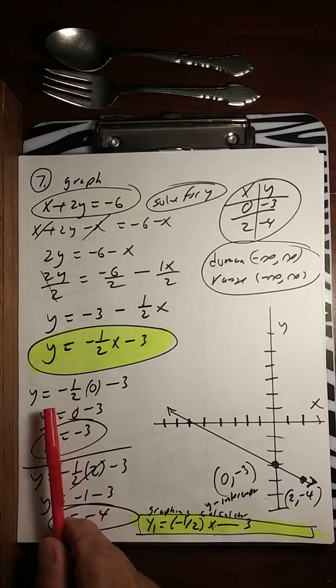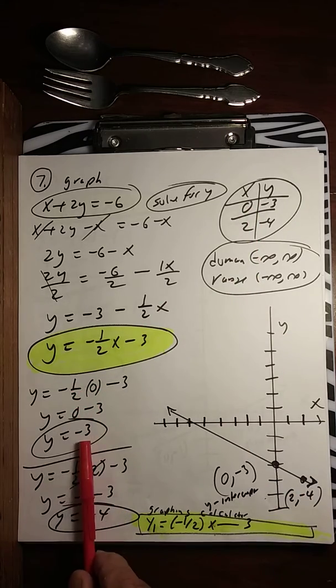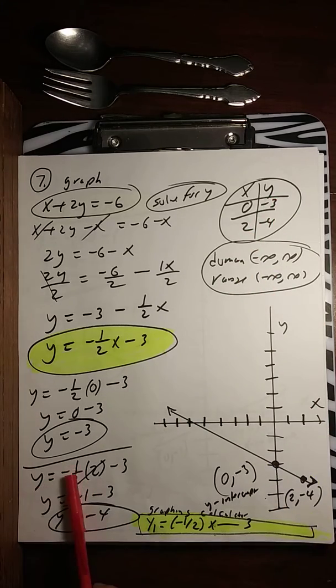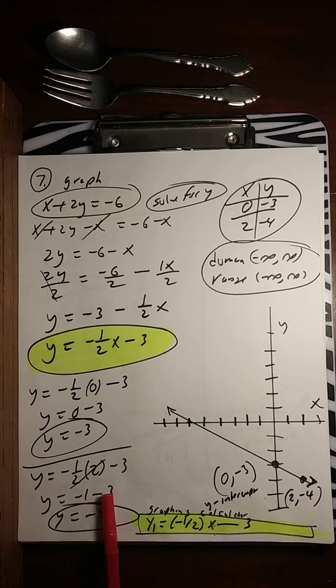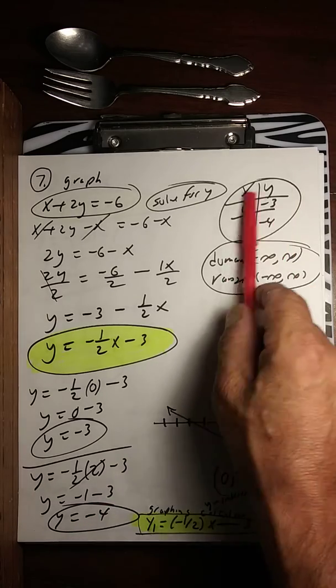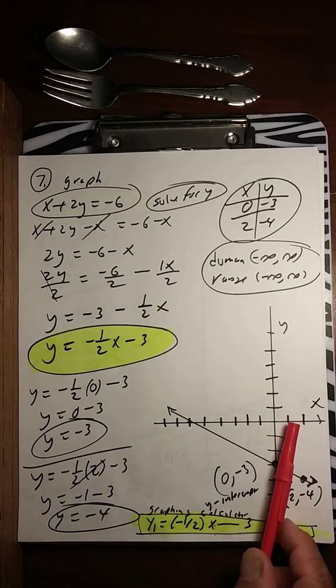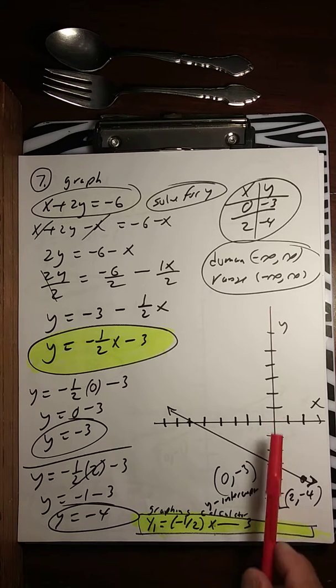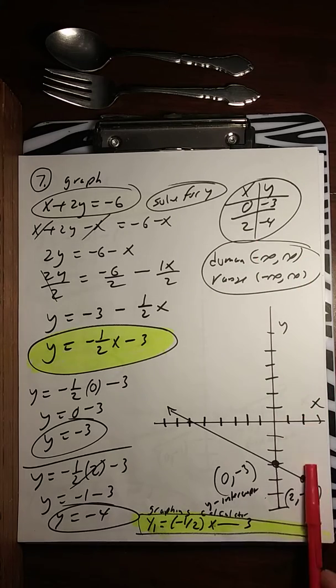Put a 0 in there. 0 times that is 0, minus 3 is negative 3. Let's put a 2 in there. Negative 1/2 of 2, the 2's cancel. Negative 1, negative 3 is negative 4. So we have these points here. So 0 and negative 3. We have 2 and negative 4 right there. So there are the 2 points right there.